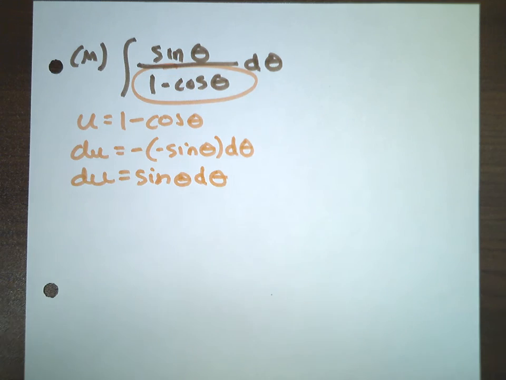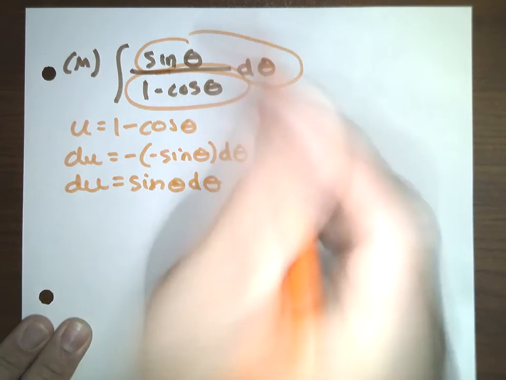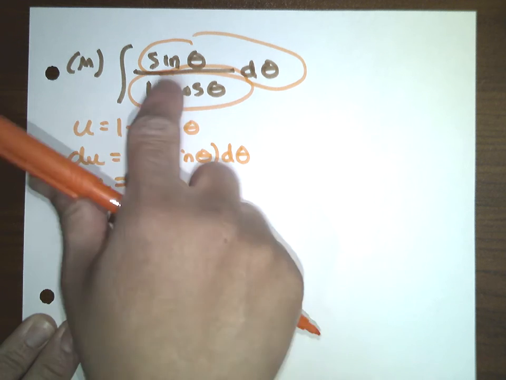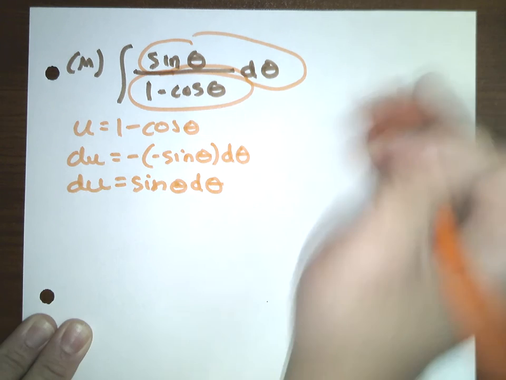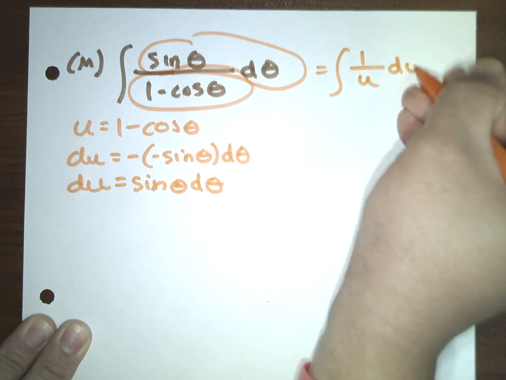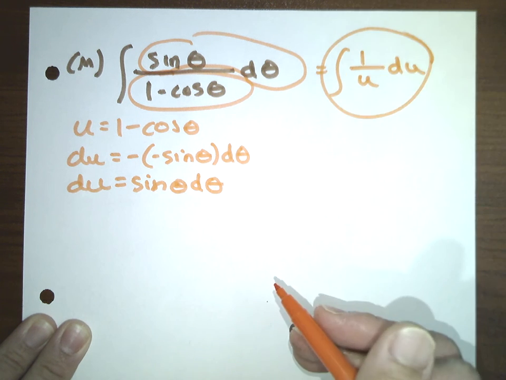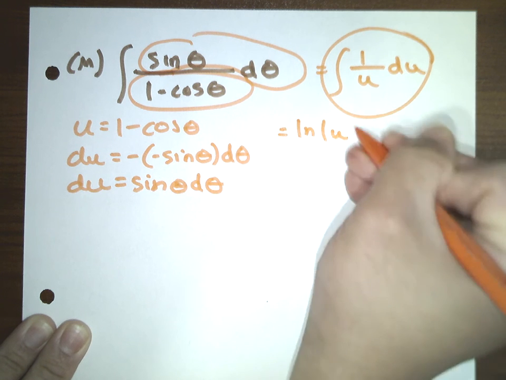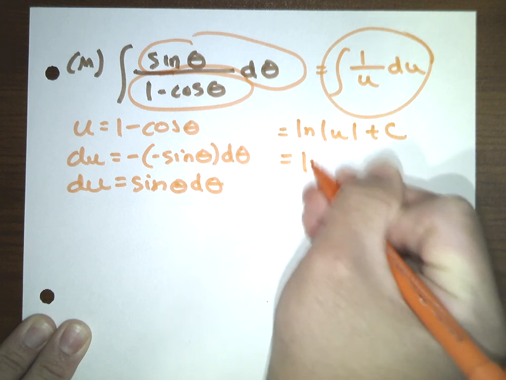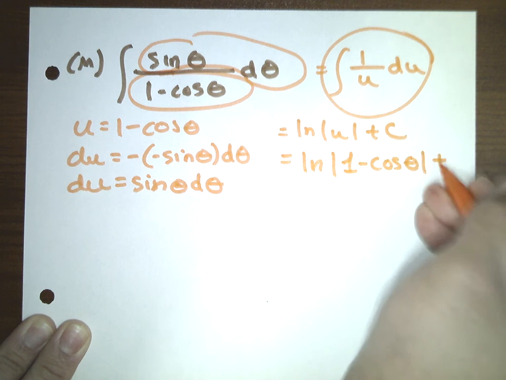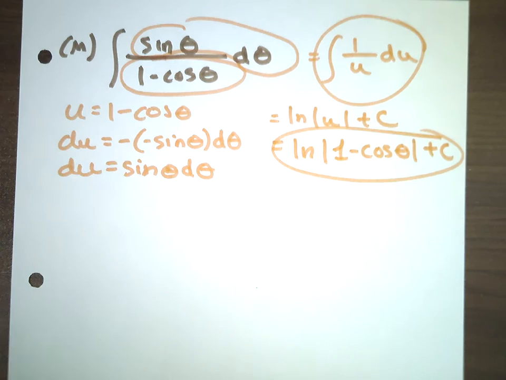So now I see that u is 1 minus cosine of theta, and sine of theta d theta is du. So this is the integral of 1 over u du, and I've seen that integral over and over again here. So that's the natural log of the absolute value of u plus c, and then u was 1 minus cosine of theta. So there is my final result.